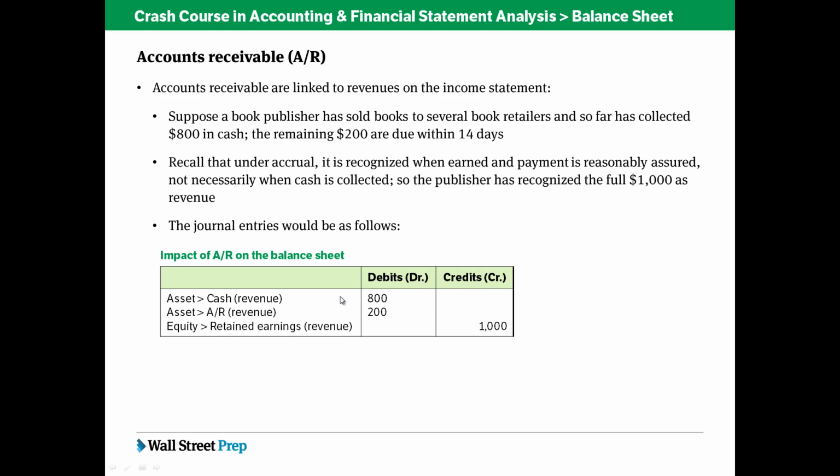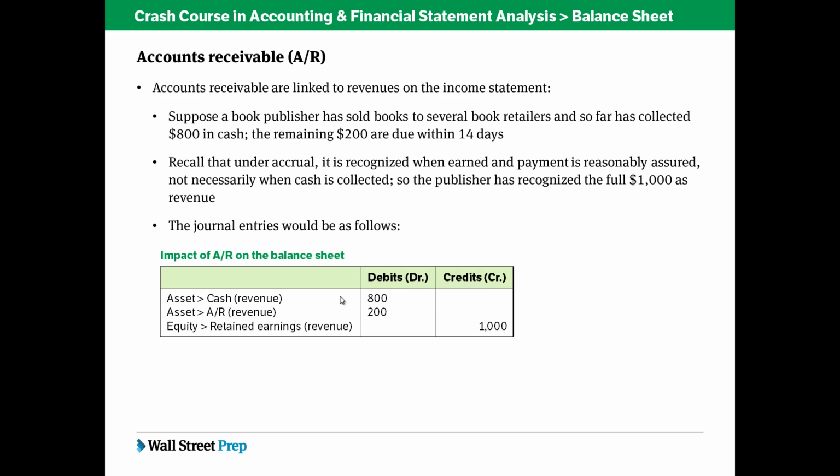Now, accounts receivable are linked to revenue on the income statement. Suppose a book publisher has sold books to several book retailers and so far has collected $800 in cash, and the remaining $200 is due within 14 days. Recall that under accrual accounting, what's recognized for revenues is the full $1,000 because revenues are recognized when they are earned and the payment is reasonably assured. In this case, we're going to assume that the payment is reasonably assured, and certainly by sending the books, the publisher has earned the revenue.